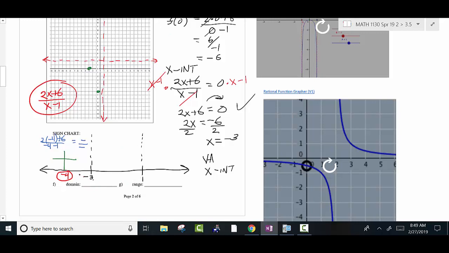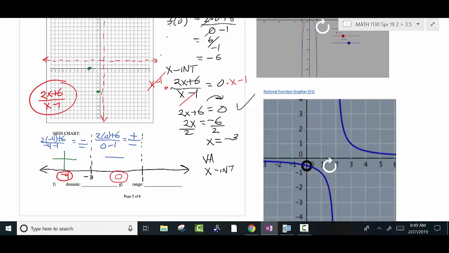I pick a number between -3 and 1. And I always pick 0 if I can, because that's the easiest number there is to calculate with. So again, I plug in to the function. So I just do 2 times 0 plus 6 over 0 minus 1. And most of this stuff you're going to learn to do in your head. Okay, this is just a positive 6 over a -1. So it's a negative result is what you get. Okay, so no matter what test point you use there, you'll get a negative result.